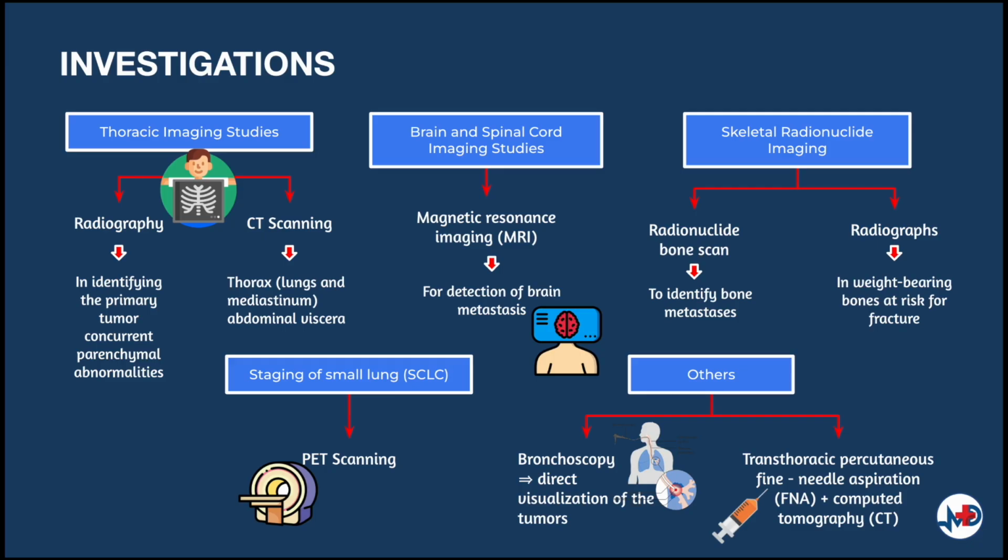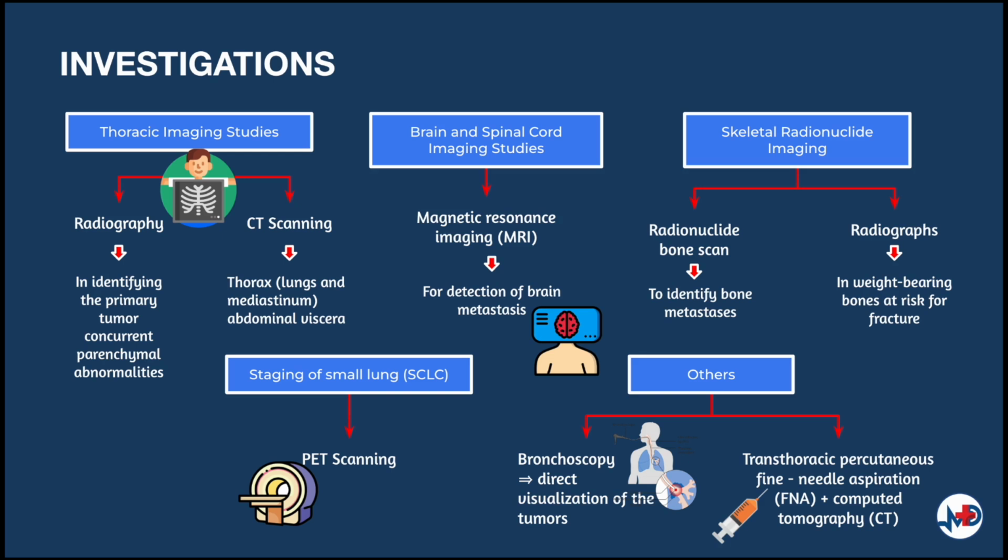A CT scan of all common sites of metastasis should be performed to stage the disease adequately. Evaluation via CT scan of the thorax, which includes the lungs and the mediastinum, and commonly involves abdominal viscera, is the minimum requirement in standard staging workup for small cell lung carcinoma.